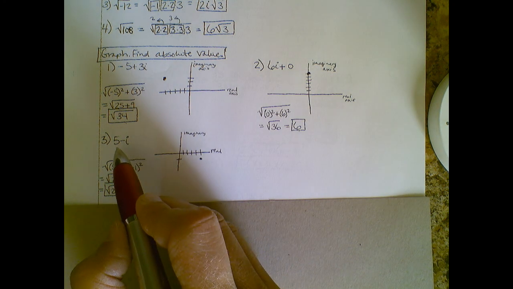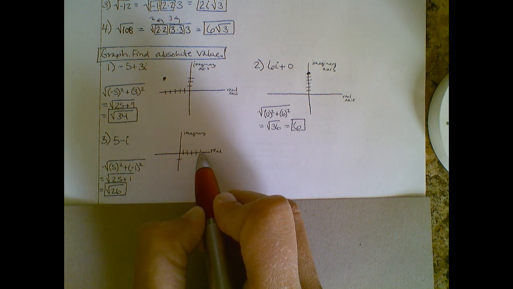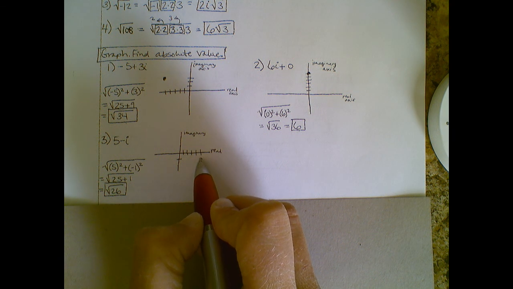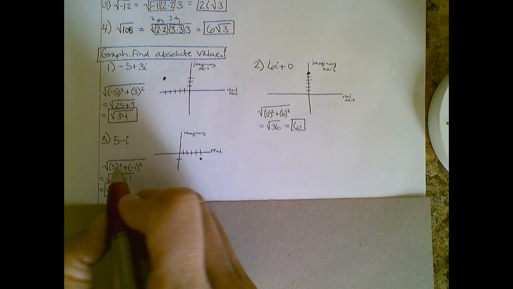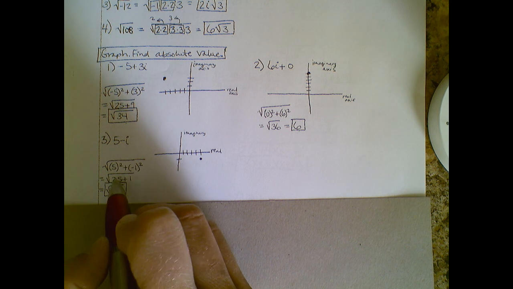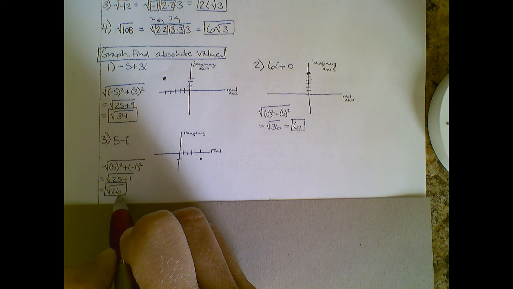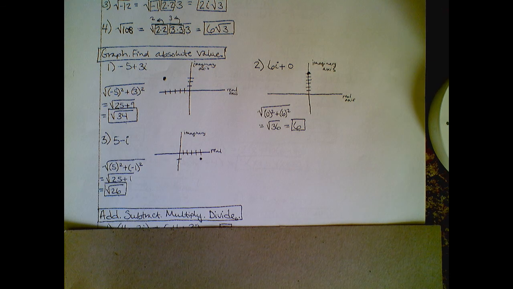So my real number is 5, so I go to the right to 5. My imaginary number is -1, so I go down 1. I plot my number, and then to find the absolute value, I square both numbers, so 5 squared and -1 squared. 5 squared is 25. -1 squared is 1, so 25 plus 1 is 26. I take the square root of it, and that is my final answer.